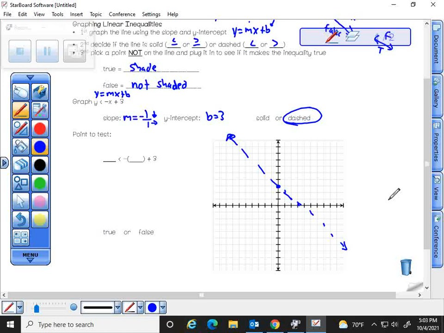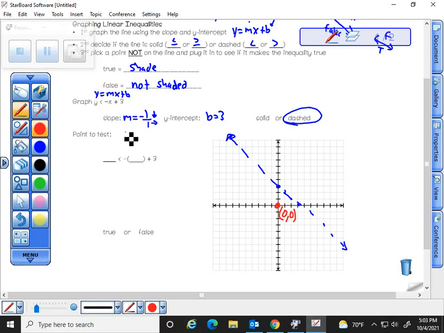And we're going to test a point. Now we're going to test a point to determine which side is true and which side is false. If you can test anything over here that's true, then it would all be shaded. Or if the other side is true, you'd shade that side. So I'm going to always test 0, 0, when I can. If 0, 0 was part of that dash line, then I couldn't test it. So I'm going to try 0, 0.